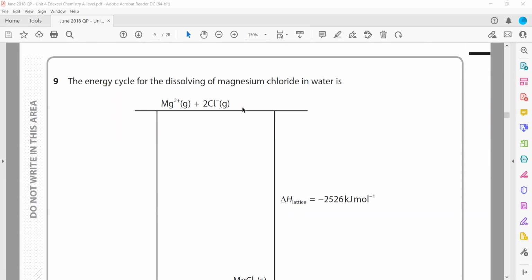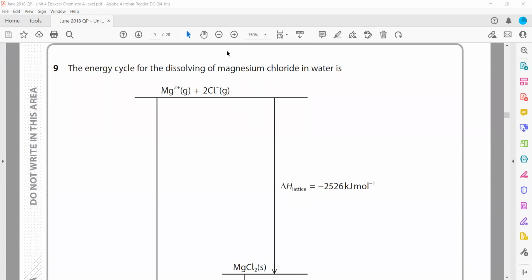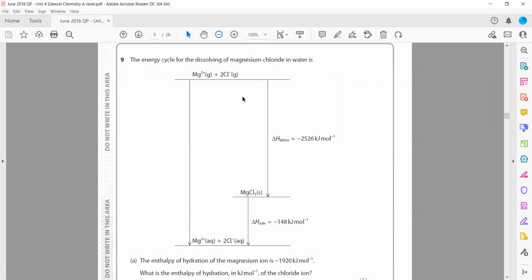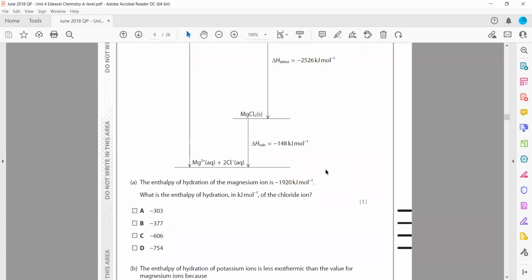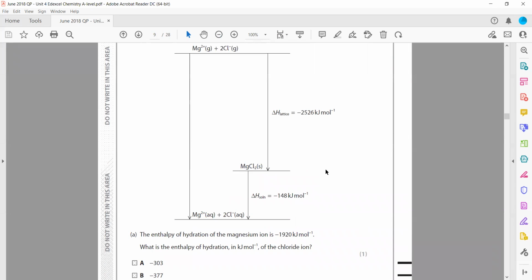The energy cycle for dissolving magnesium chloride is given. What is the enthalpy change of hydration of a magnesium ion? The enthalpy change of hydration of a magnesium ion is minus 1920. What is the enthalpy of hydration of the chloride ion?